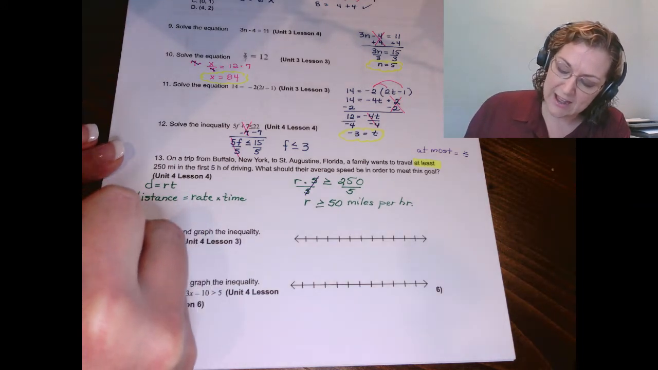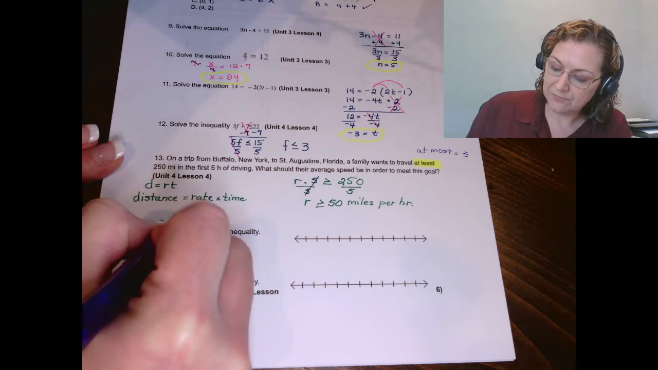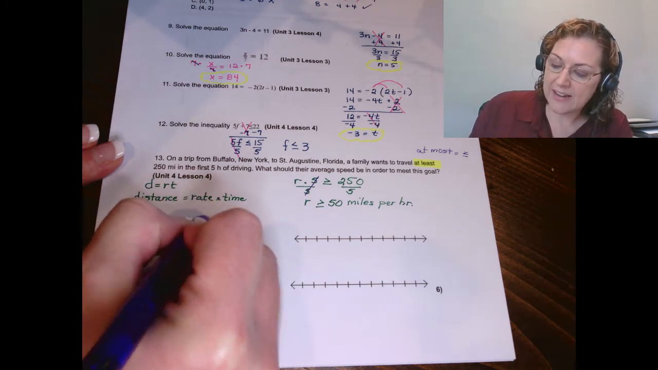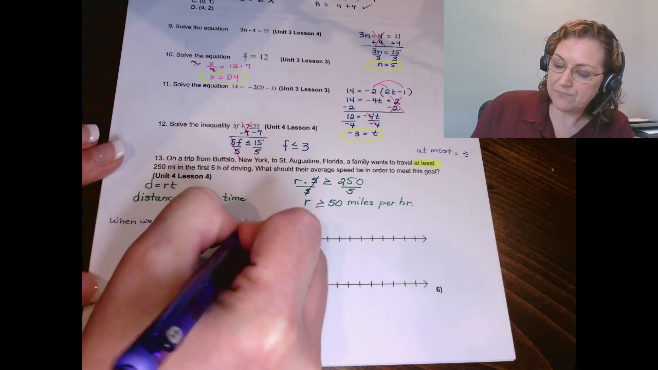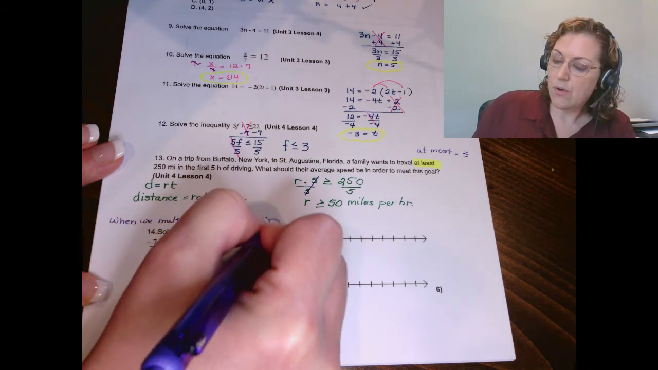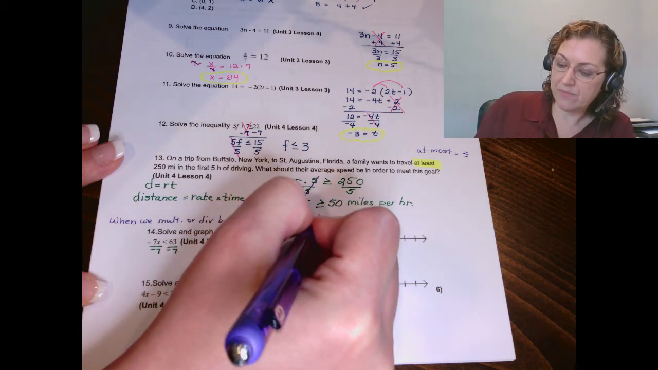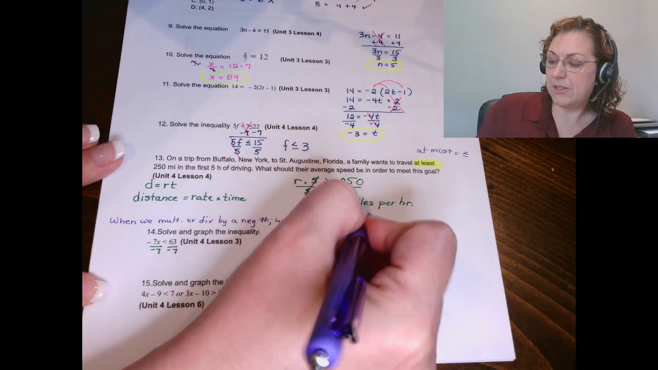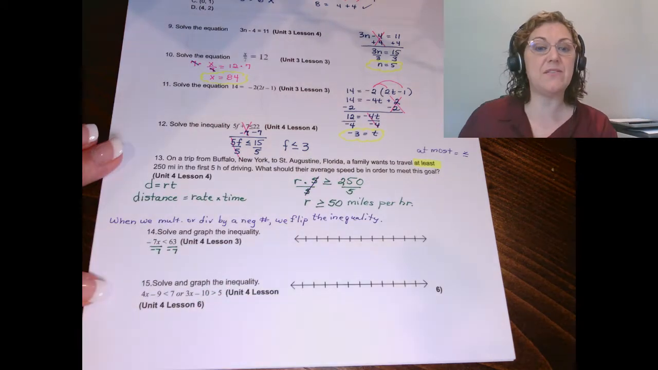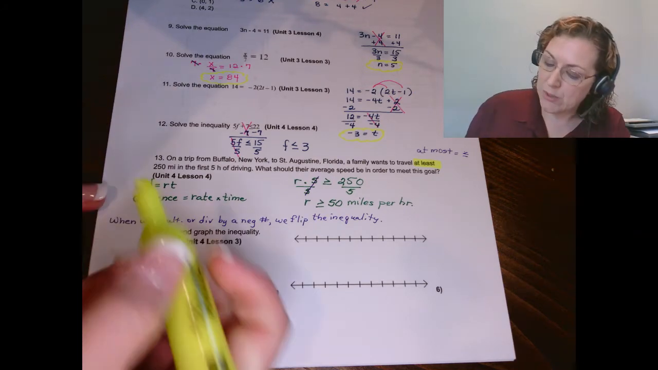So let's write it out. When we multiply or divide by a negative number, we flip the inequality. So if we multiply or divide by a negative number, we have to flip that inequality. In this case, it's a less than. We're going to flip it to a greater than.